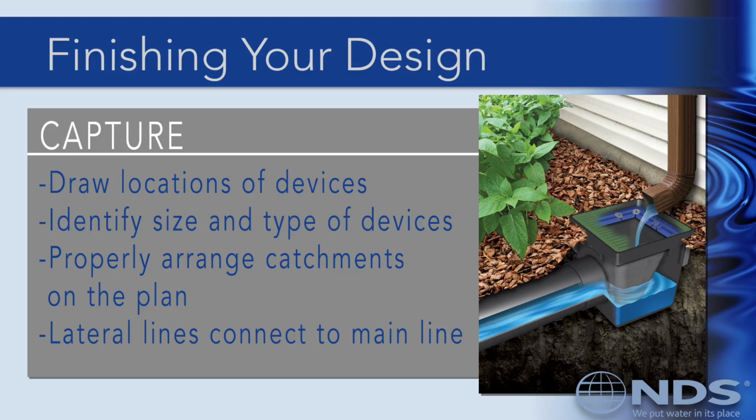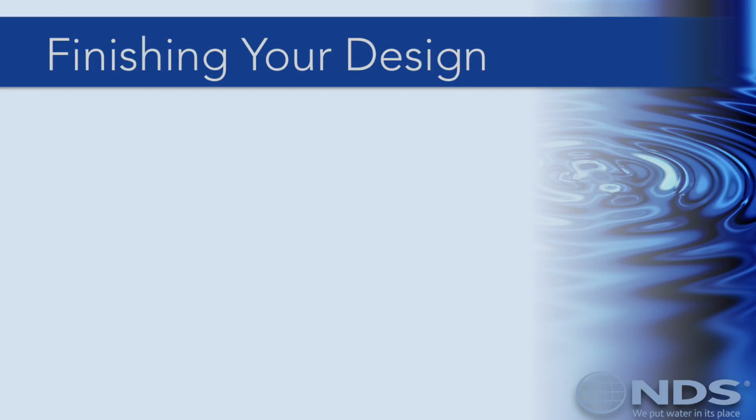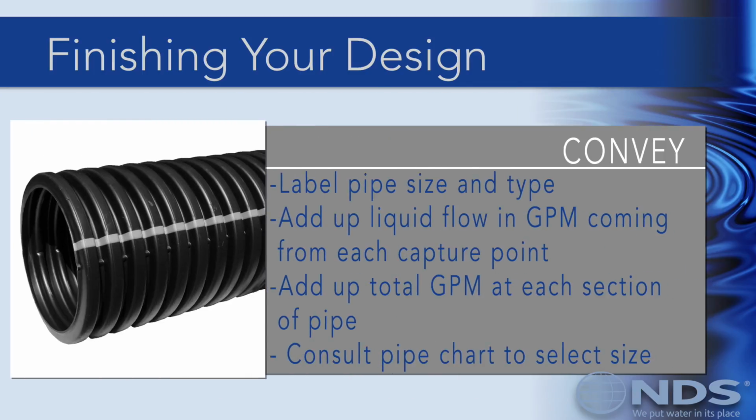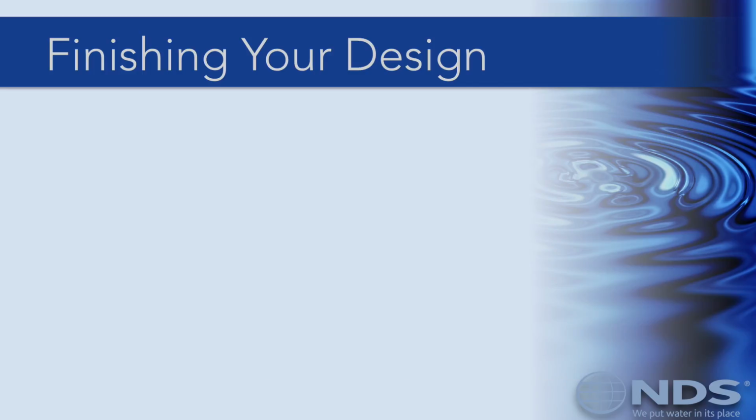If there are multiple catchments, make sure they are properly arranged on the plan and that lateral connections to the main drainage line are present. Next, clearly label the pipe size and type. To size the pipe for the entire system, you'll need to add up the liquid flow in gallons per minute coming from each capture device, and add up the total number of gallons per minute flow at each section of pipe. Then, consult the chart to select the pipe size for each section of pipe.